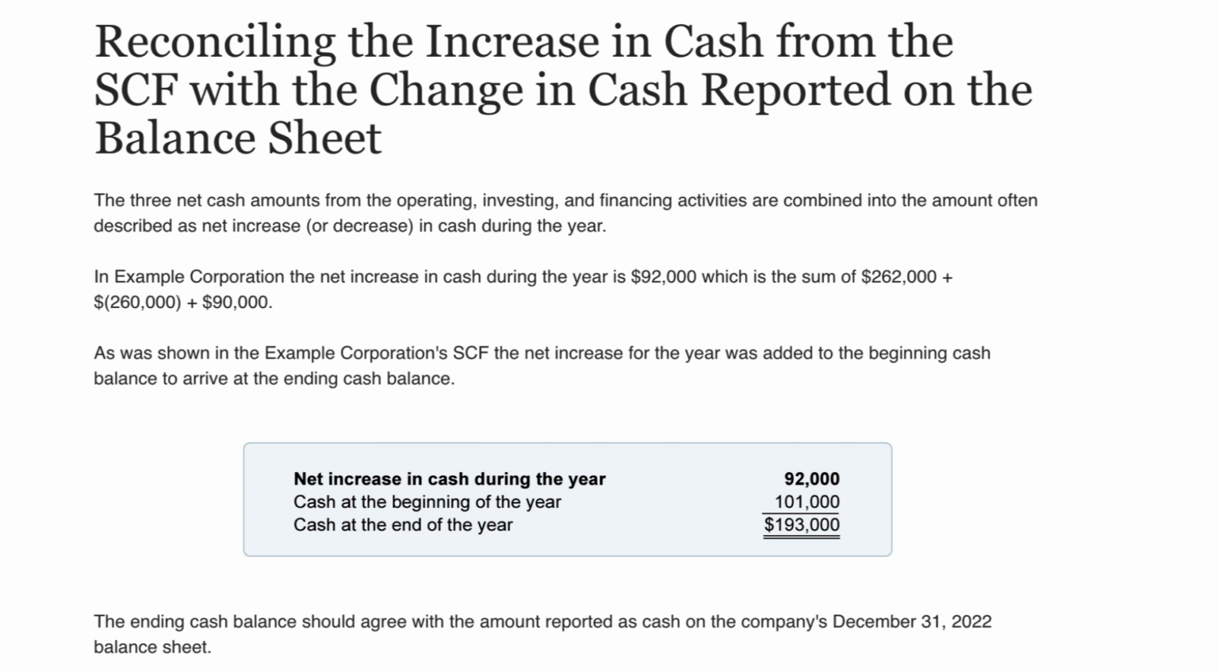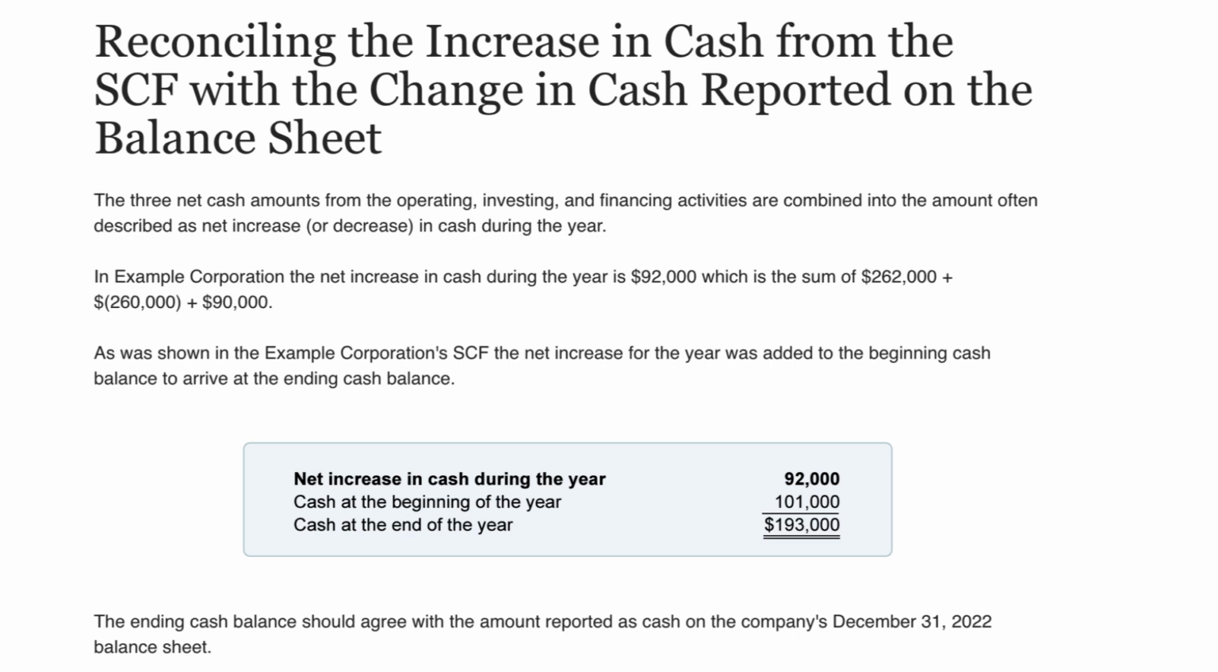The 3 net cash amounts from the operating, investing, and financing activities are combined into the amount often described as net increase, or decrease, in cash during the year. In example corporation, the net increase in cash during the year is $92,000, which is the sum of $262,000 plus ($260,000) plus $90,000. As was shown in the example corporation's SCF, the net increase for the year was added to the beginning cash balance to arrive at the ending cash balance.